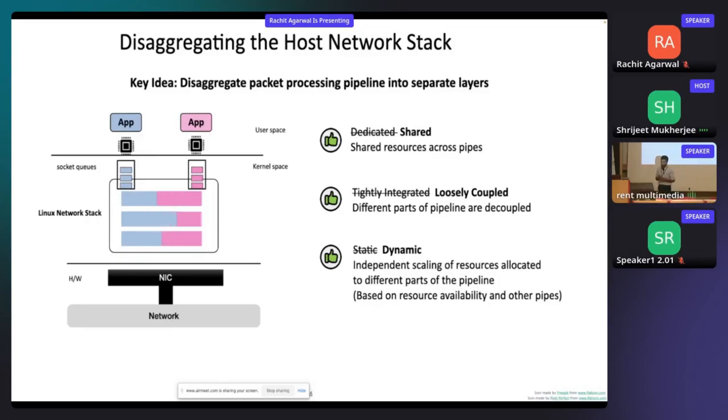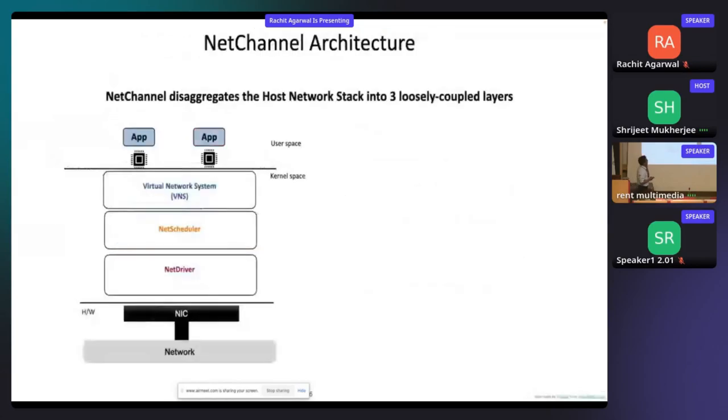So if some applications have low demands for the network layer processing, high demands for the interface level processing, we should be able to dynamically allocate these resources based on other pipes and resource availability. So those are the three goals, okay? So we want a shared, loosely coupled, and dynamic architecture. So what should this architecture look like?